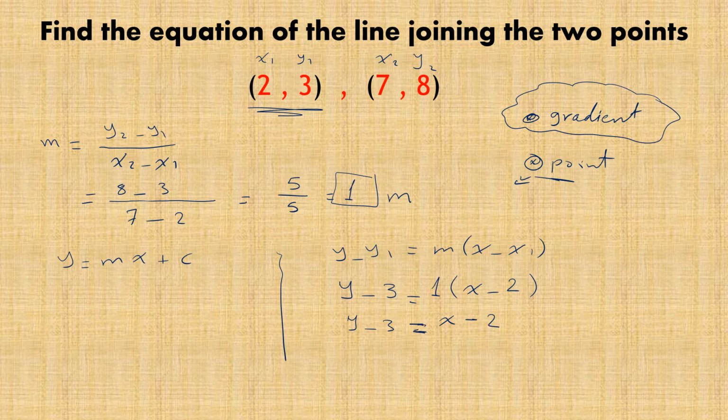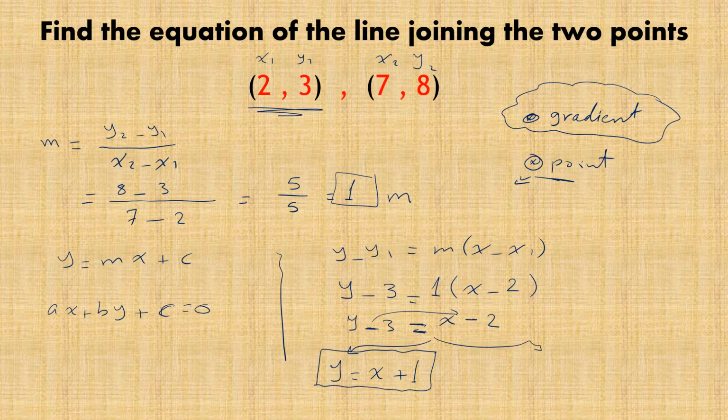And then we have to rearrange this expression to write the equation in one of the two forms: either y equals mx plus c, or ax plus by plus c equals 0. Here I write it in the first form, y equals mx plus c. I'll move this part to the other side, so it will be y equals x plus 1, because minus 3 goes to the other side as plus 3. Positive 3 minus 2 equals positive 1. So this is the first form.